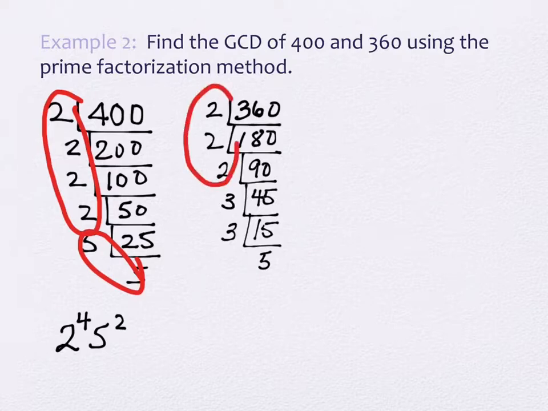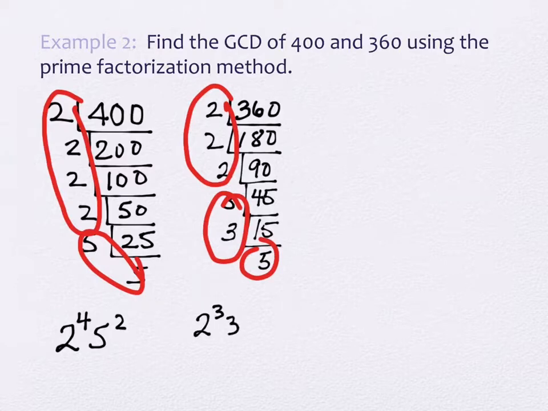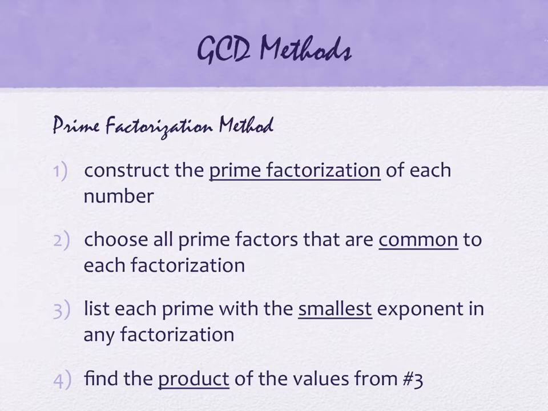So I have 2's, 3's, and a 5. How many 2's? 3. How many 3's? 2. And how many 5's? Just 1. And if it helps you, write a 5 to the 1 there. Whatever helps you to see it best. Okay, so we've done step 1. Step 1 is to write out prime factorizations.